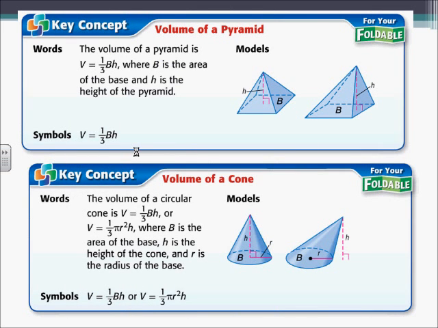Again, here you can see it visually. Cones and pyramids, whether they're oblique or just right pyramids and cones, will have the same formula, just that 1/3 area of the base times the height.